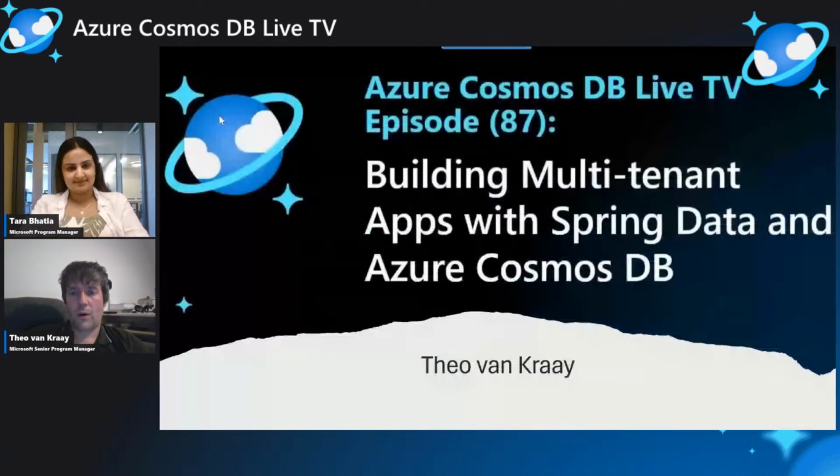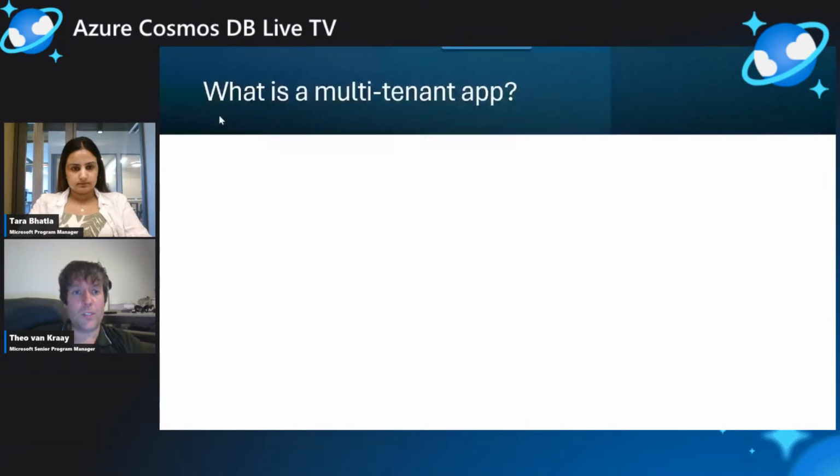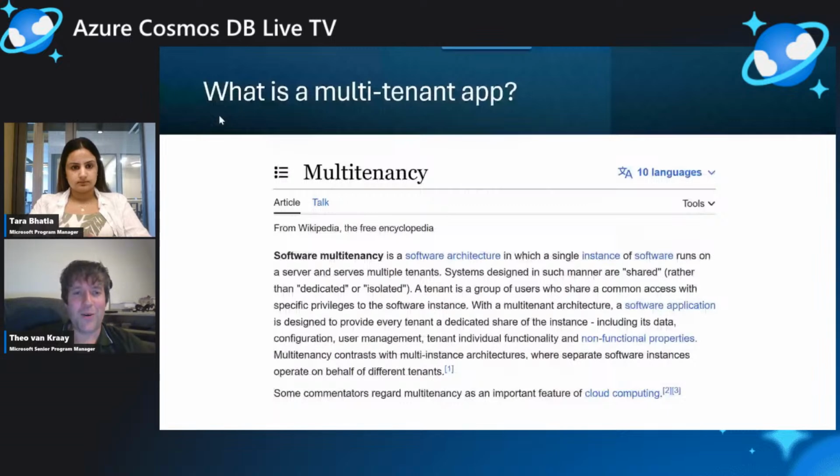Okay. So I wanted to talk about building multi-tenant apps with Spring Data and Azure Cosmos DB. But first of all, I wanted to talk about what is a multi-tenant app, because I don't want to assume that everybody who's listening and watching necessarily knows everything about multi-tenancy. Certainly, I know plenty of developers who've built apps for years before they even had to think about building a multi-tenant app. And of course, you can go to Google or Bing, go to Wikipedia and find a definition.